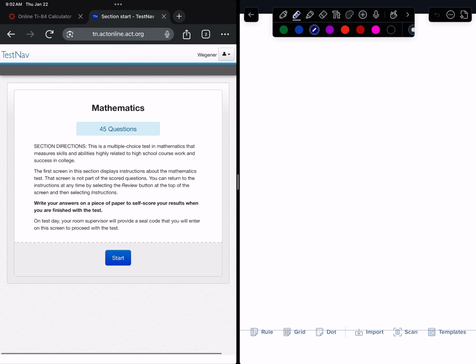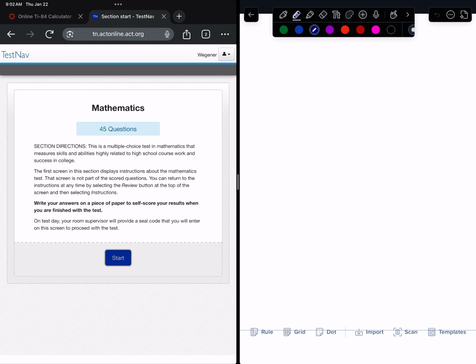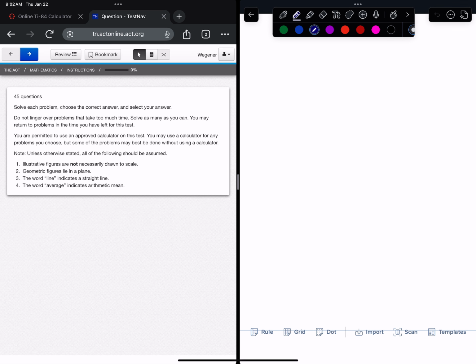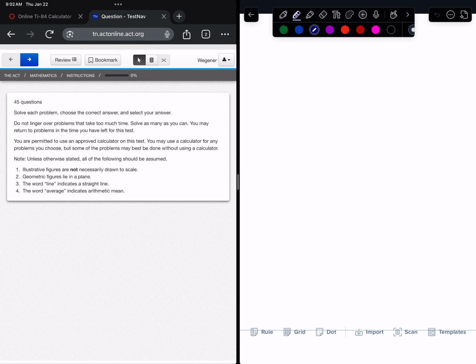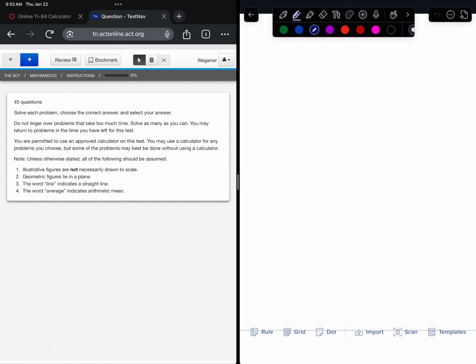I'm doing an on-time one, so you might not see a timer, but it should be in the upper right-hand corner, okay? So press start. Okay, this is the first thing that you see, and as soon as you press start on the timed ACT, it will count down starting with this page, okay?